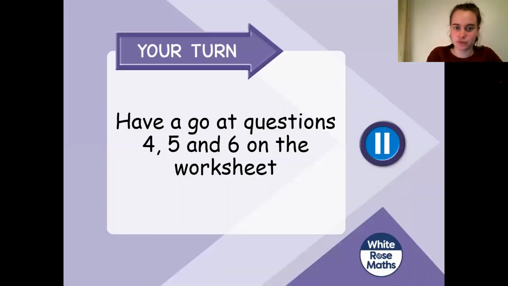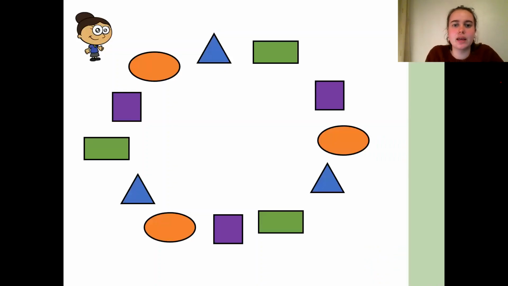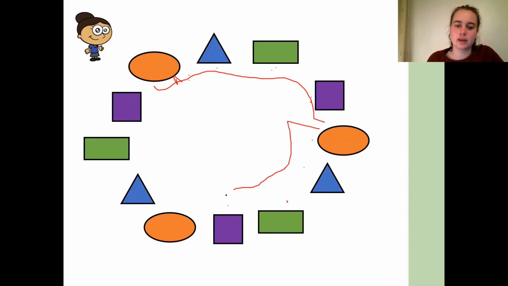You can have a go now at question 4, 5 and 6 if you'd like to. So we've got a pattern here. At the moment, the pattern, we could start anywhere. Let's start with the oval. Goes oval, triangle, square, oval, triangle, rectangle, square. There you go. So that's 4, oval, triangle, rectangle, square. So another bit, oval, triangle, rectangle, square. So that pattern's repeated 3 times.